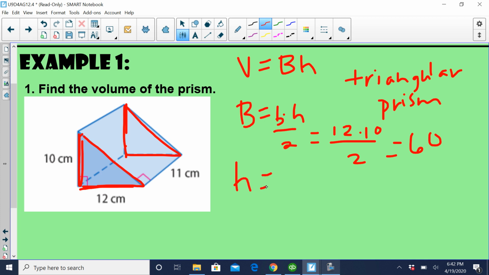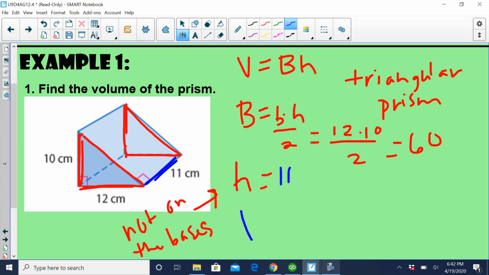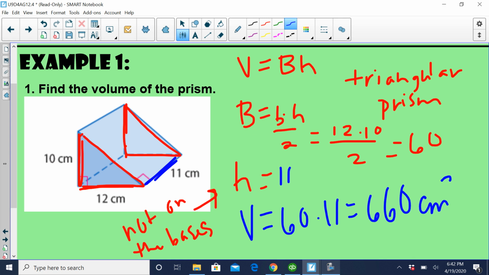H is going to represent the height of the figure. Remember, I told you that this number right here is not on the base, okay? That means it's not on either of the bases, so it's not going to be a number that's on either one of those triangles. Well, the only other option I have then is this 11. That is going to be the height of my figure, okay? To calculate my volume, all I do is I take 60 times 11, and I'm going to end up with 660 centimeters, and I want to label it centimeters cubed. Volume is always cubed, okay?